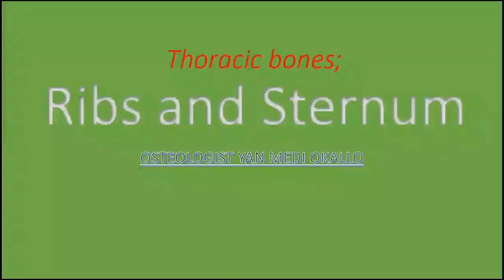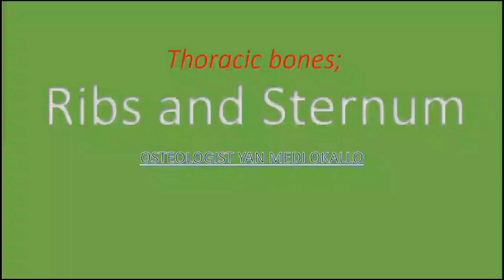Welcome to our new chapter of discussion, thoracic bones, which are made up of the ribs and the sternum. As well, remember we covered the bones of the thoracic vertebrae, which form the posterior elements of the component.